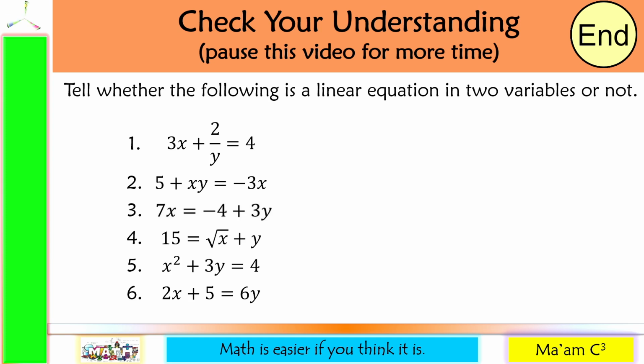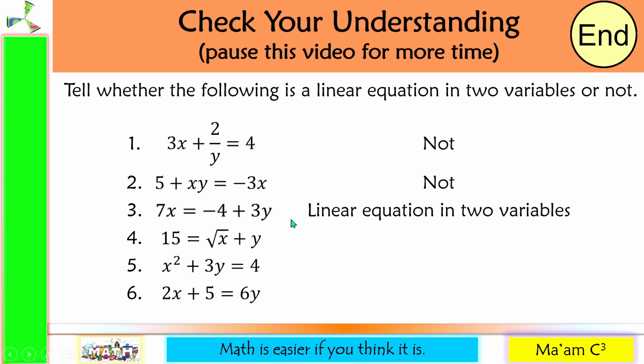Let us answer. Tell whether the following is a linear equation in two variables or not. Number 1, we have a denominator and there is a variable in the denominator, so this is not. Number 2, we have two variables in one term, so this is not. Number 3, we have two variables. Both are raised to the first power. No variable in the denominators, no variable in a radical symbol. So yes, this is a linear equation in two variables.